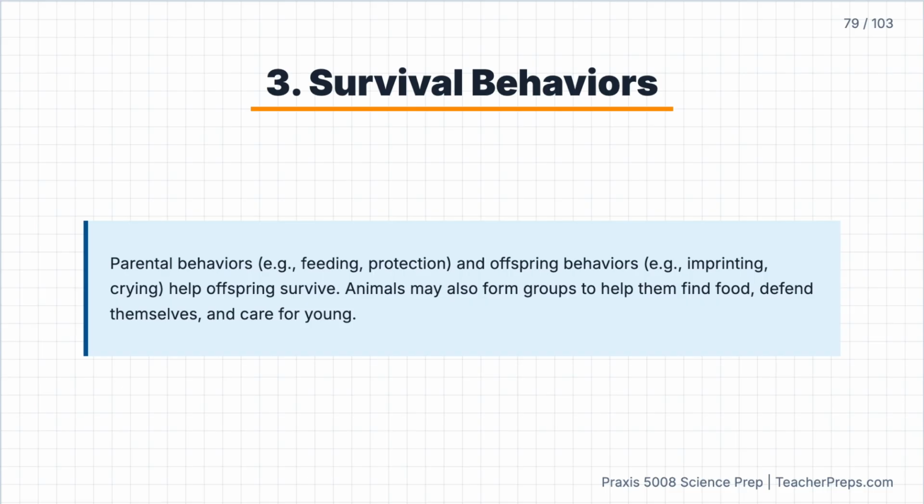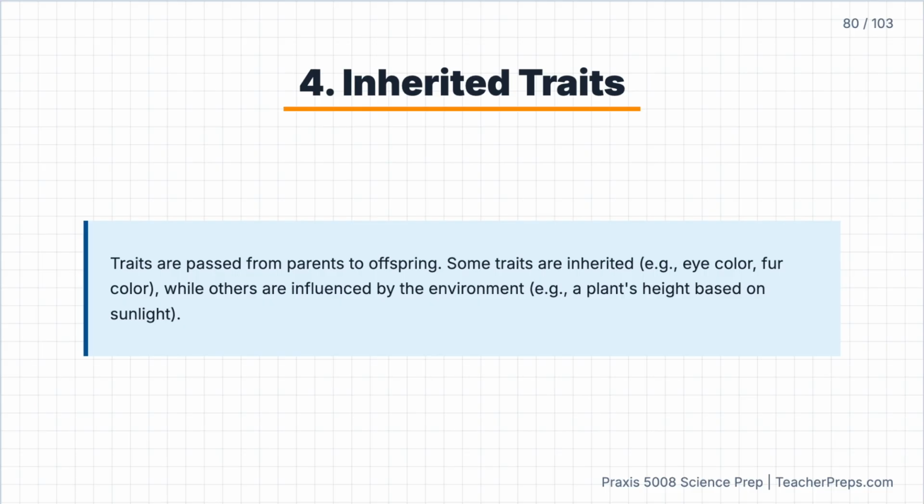Next up, let's talk about survival behaviors. It's not just about body parts. Behaviors are also key to survival, right? So parents often have instincts to protect their young, and animals may work together in groups to increase their chances of survival. Let's keep it going.